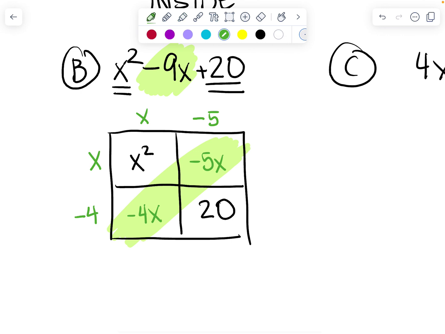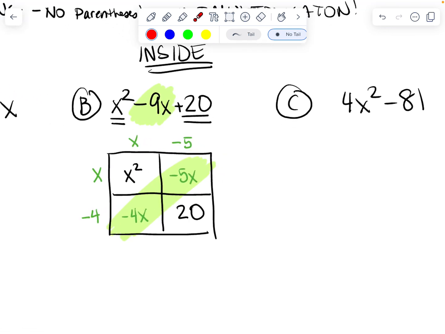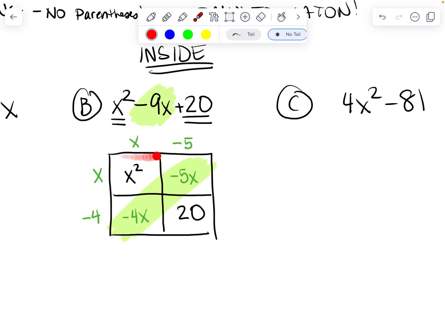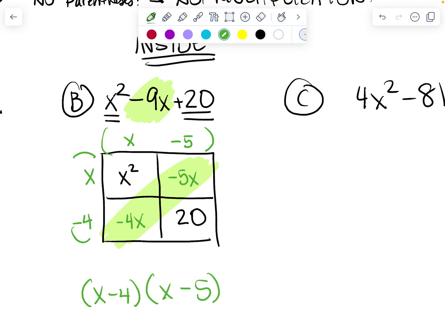And now, instead of focusing on the insides, because that's how I started the problem, I started the problem by putting x squared and 20 on the insides. So I remember what the goal is. The goal was to factor, to make a multiplication problem. If you're making a multiplication problem, you are using the outsides. So I'm going to take what I have on the outsides and just put some parentheses around them. x minus 4, x minus 5, ta-da! That's it. That's your answer.